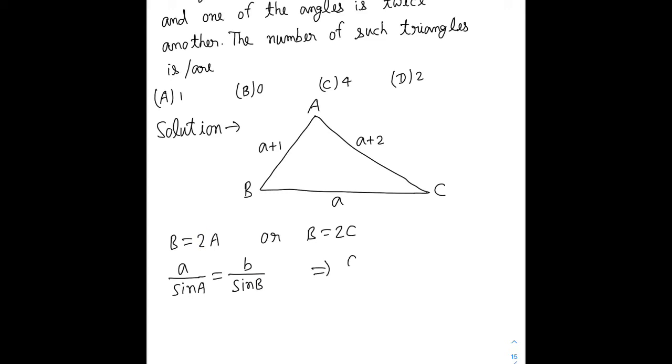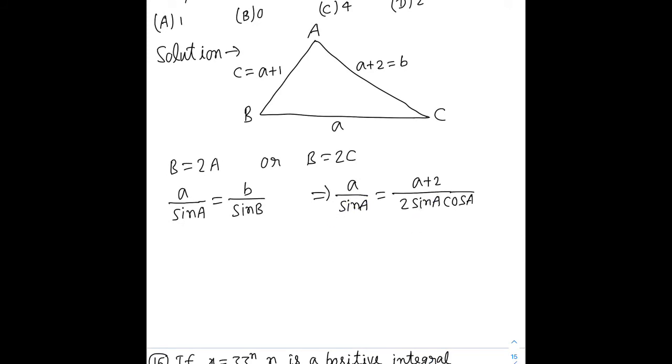So you will get a by sine A equal to b by sine 2A. Now sine 2A is nothing but 2 sine A cos A. And b is opposite to angle B, right? So b is nothing but a plus 2 and small c is a plus 1. So you can replace b by a plus 2. Now if you cancel sine A, then cos A would be nothing but a plus 2 by 2a.